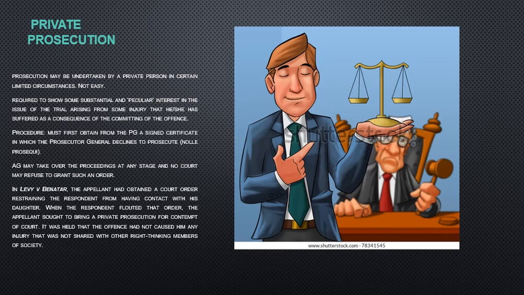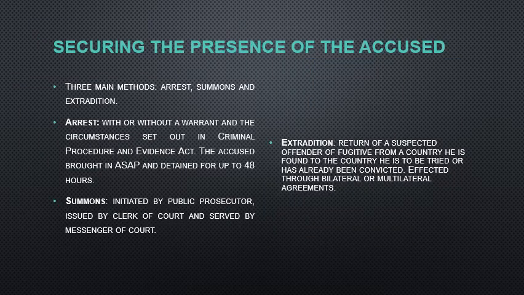So as we continue, securing the presence of the accused in court. For a person to have their case heard in court, they must be there in the first place. How do we make sure that the accused is there when they are being prosecuted? There are three main ways we secure the accused in court: through arrest, or through summons, through extraditions, right?